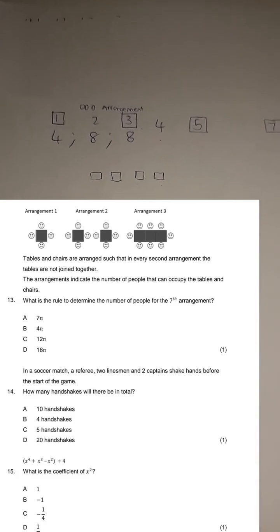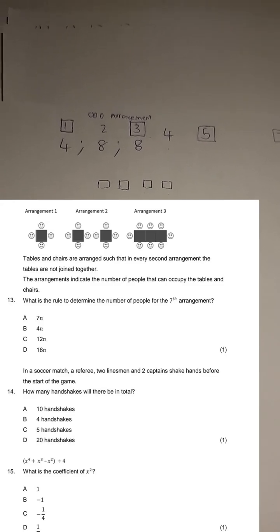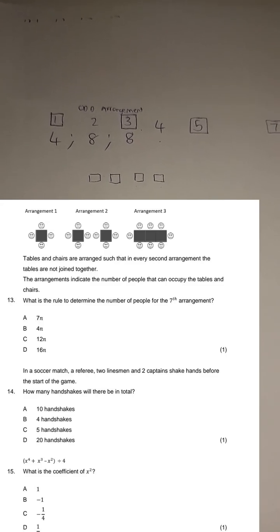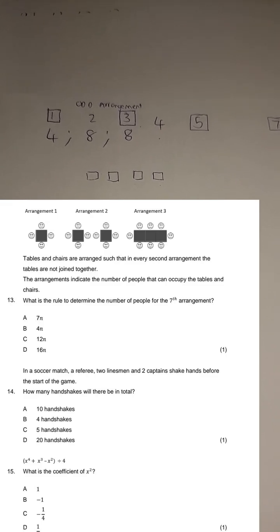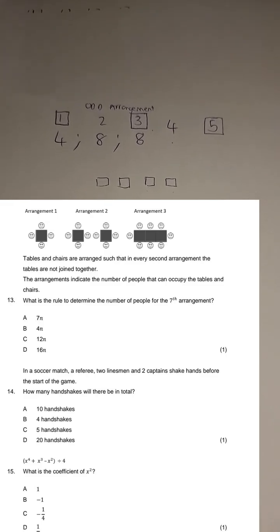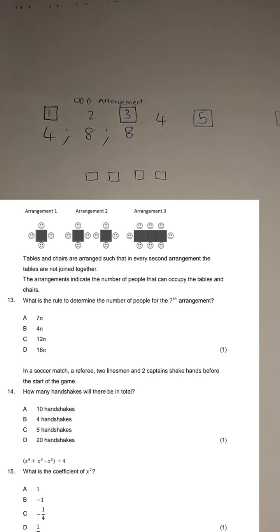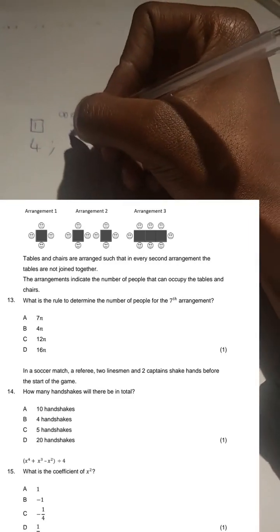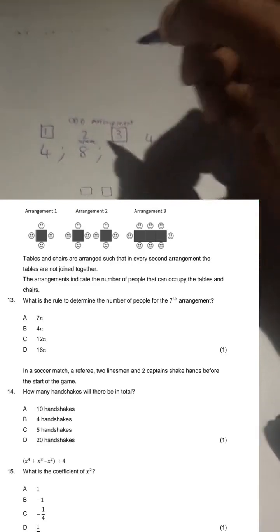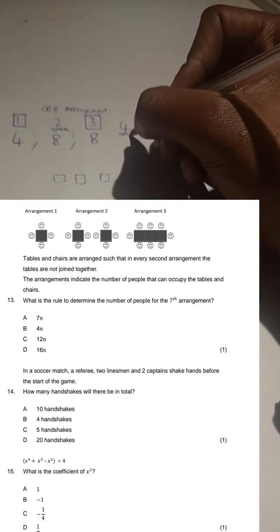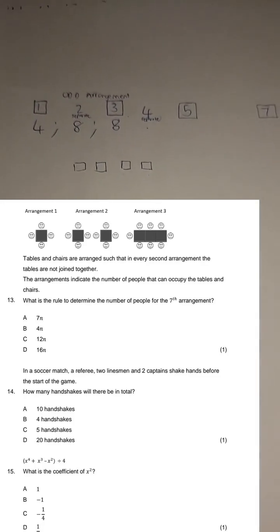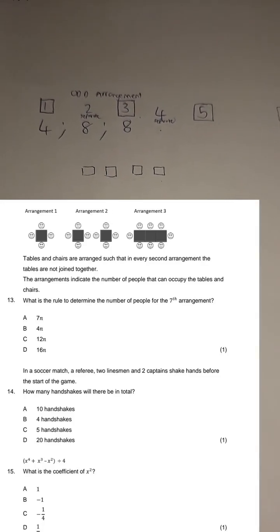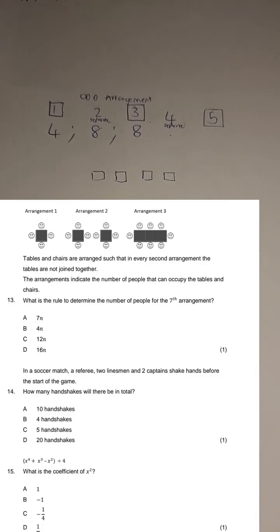Separate. Why? Because we are told tables and chairs are arranged such that in every second arrangement, the tables are not joined. In every what? Every second arrangement. So here we have separate. Here we are also going to have separate tables. Does that make sense, guys? Read the question. Read the question.